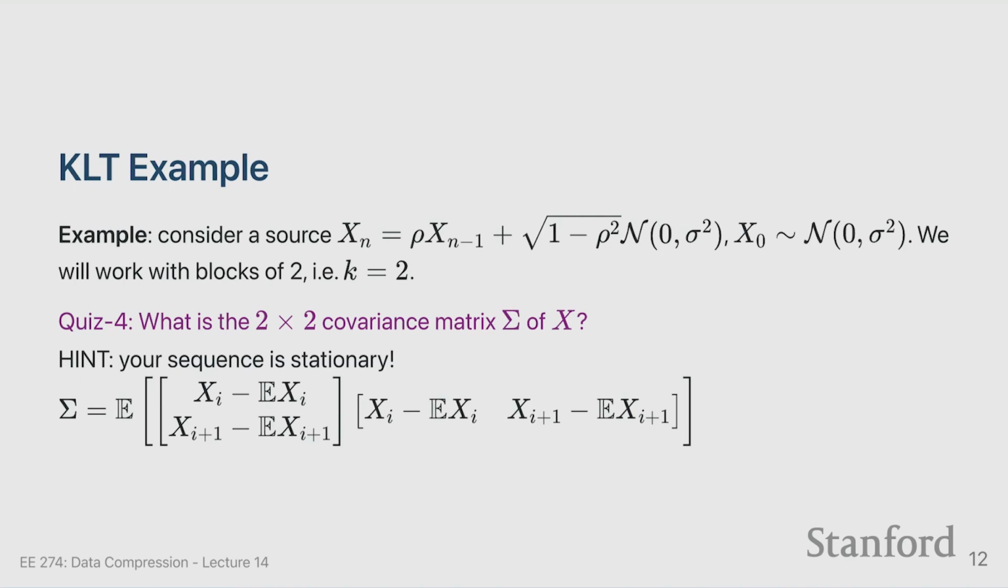And just a reminder, if people have forgotten what covariance matrix looks like, it's just the expectation. It's going to be a 2 by 2 matrix where you are just taking this expectation. And one hint really here is that your process is stationary, right? So I's don't really matter, right? While you guys are working, let me also work it out here.